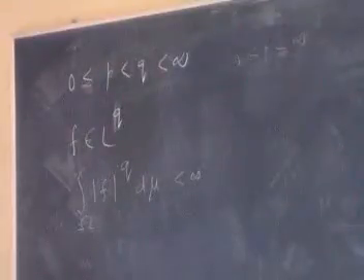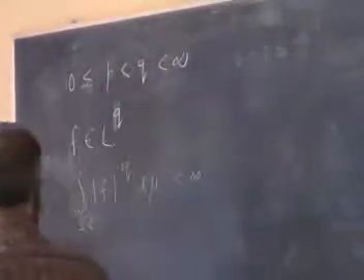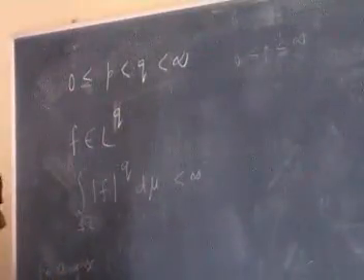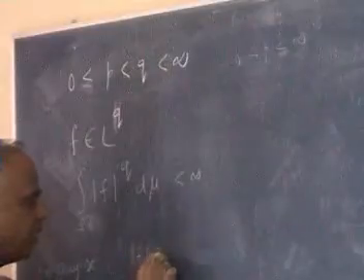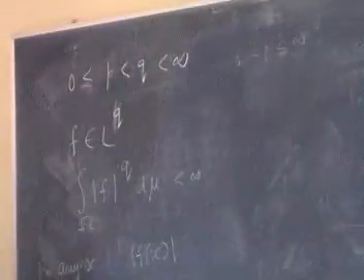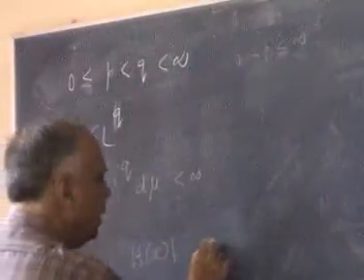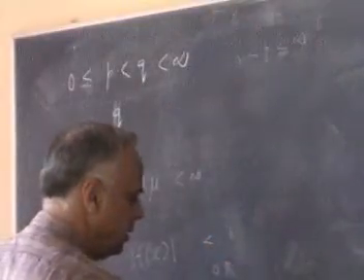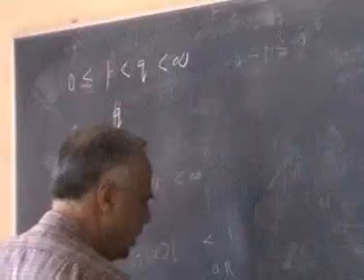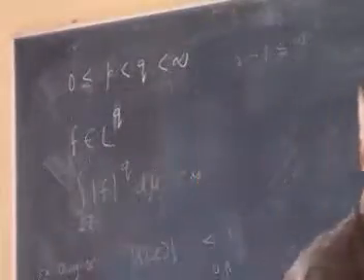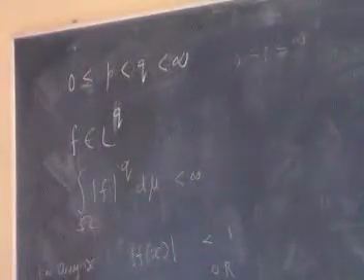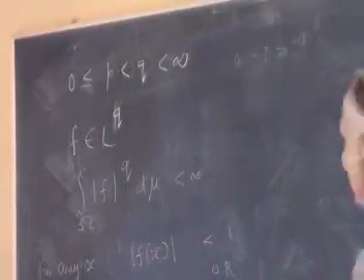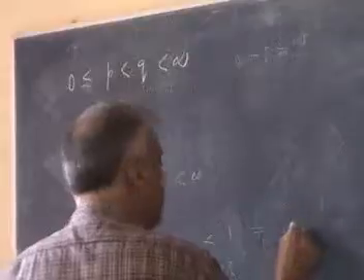Now for any x, look at mod fx. It is either less than 1 or greater than or equal to 1. Either less than 1 or greater than 1. If it is less than 1, what happens to mod fx to the power of p?